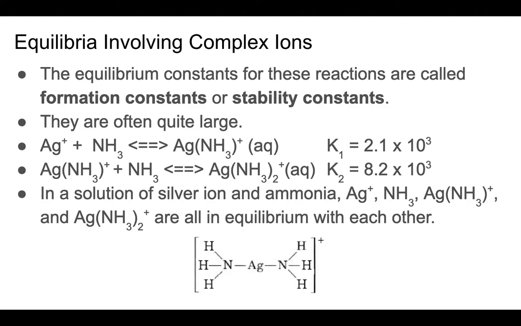So in solution, you're going to have a little bit of silver ion, you're going to have some ammonia molecules, you're going to have some silvers with 1 ammonia complexed on it, and some silvers with 2 ammonias complexed on it. And these 4 things are all going to be in equilibrium with each other, with the 2 ammonias attached to a silver looking like the one below.